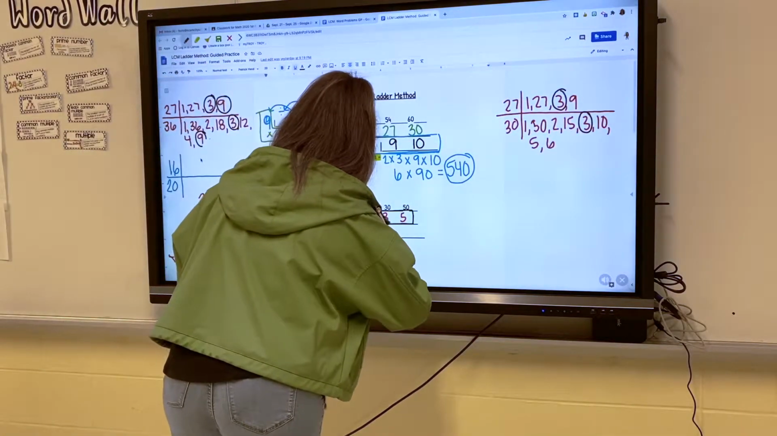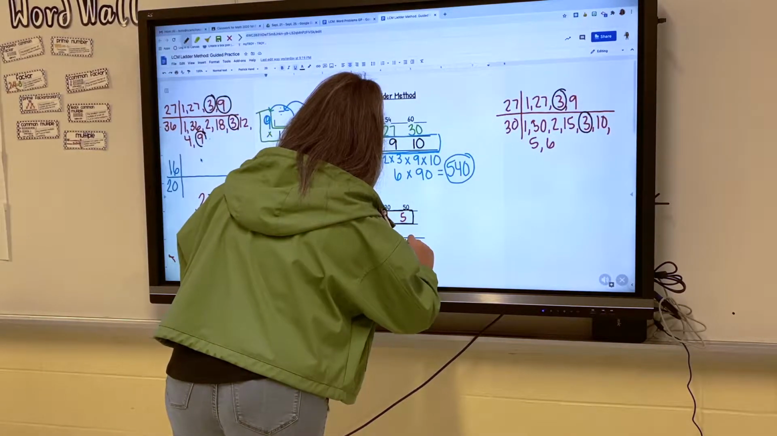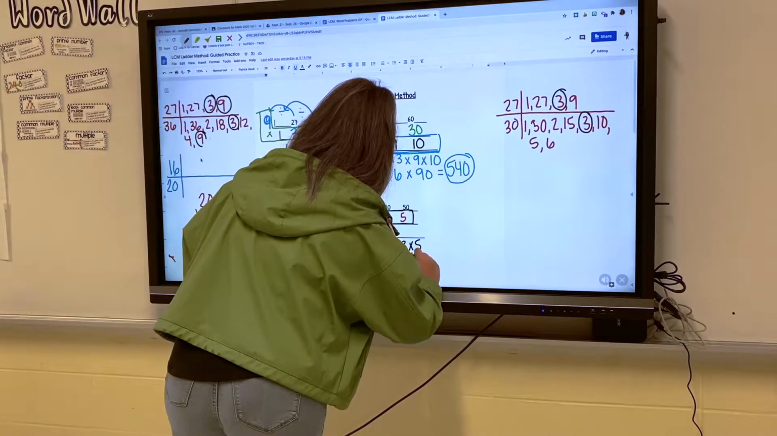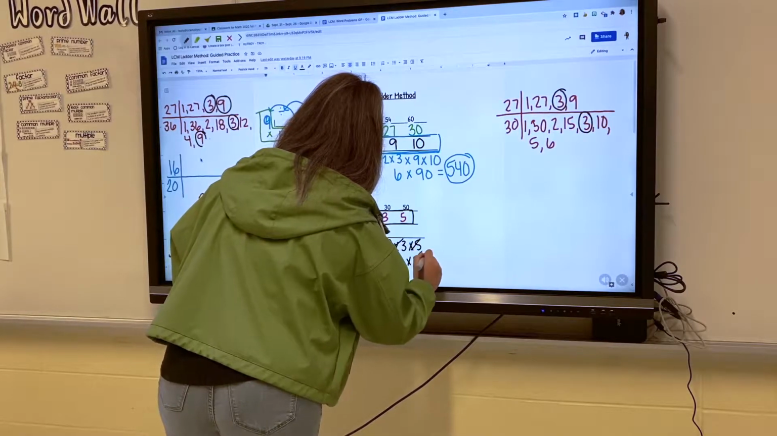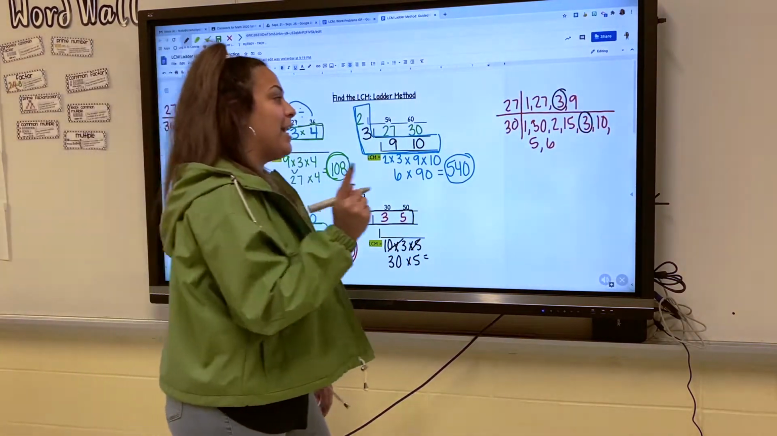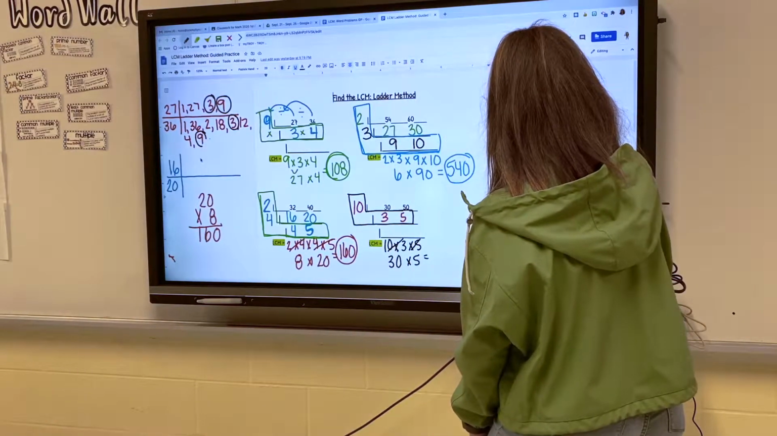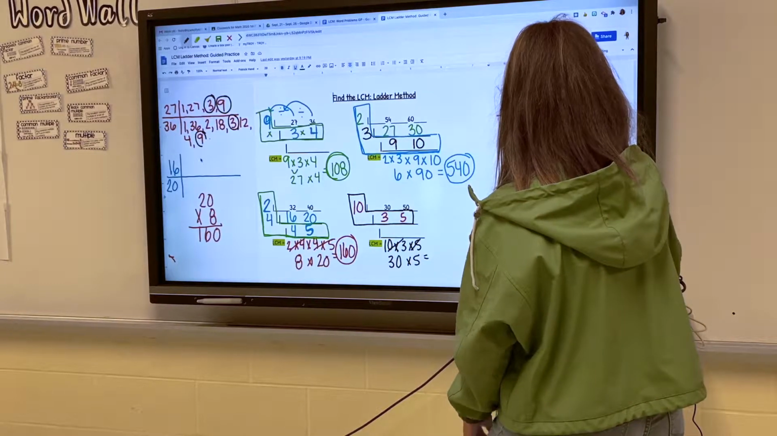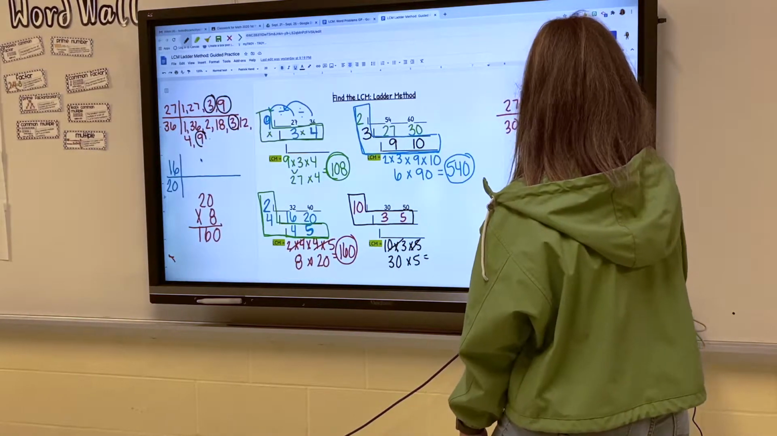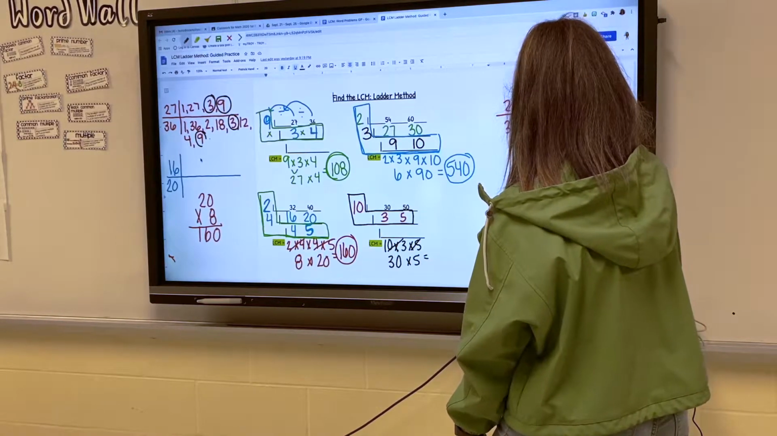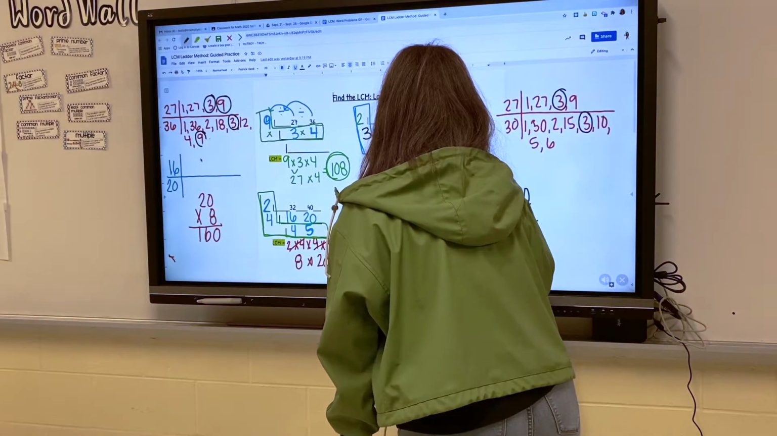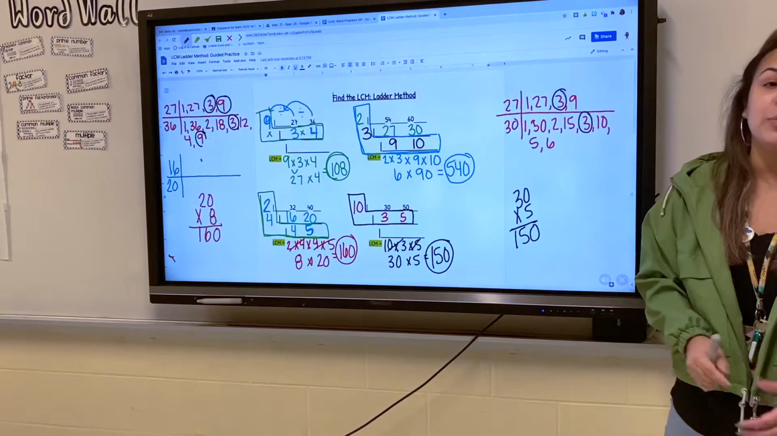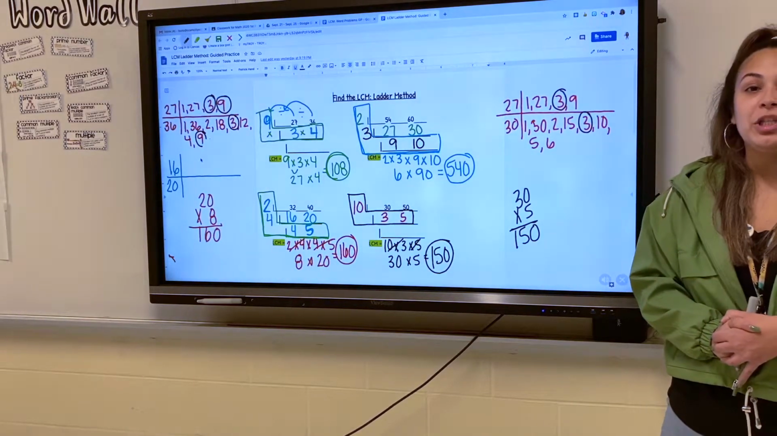So now I'm going to do 10 times 3 times 5. 10 times 3 is 30. Then I need to bring down that times 5. And then 30 times 5, I think I know what it is, but I always want to check my work to make sure. 0 times 5 is 0. 3 times 5 is 15. So the answer is 150. So the least common multiple of 30 and 50 is 150.